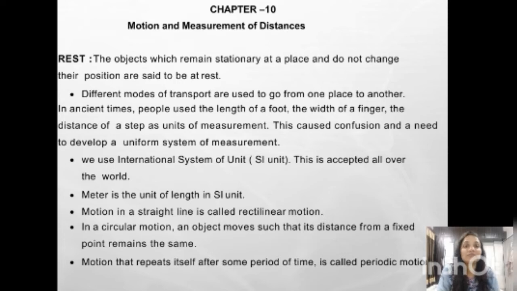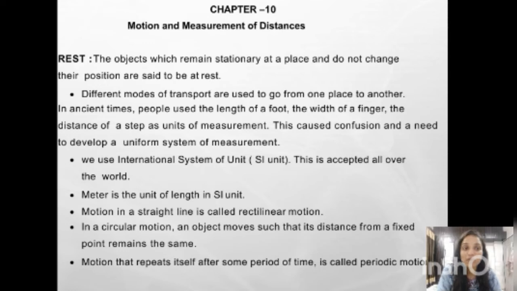Afterwards, people developed the International System of Units. In short form, it is called SI unit. Sometimes in the examination they ask what is the full form of SI unit. The full form of SI unit is International System of Units, and this is accepted all over the world. It means we have decided the length unit is meter. So in America or London or any other country, anywhere you go, the length is measured in meter only.